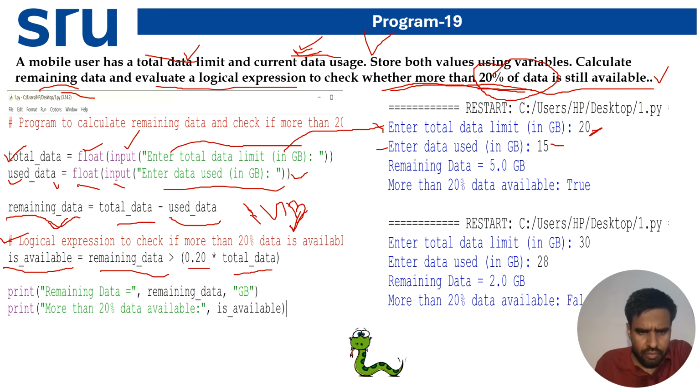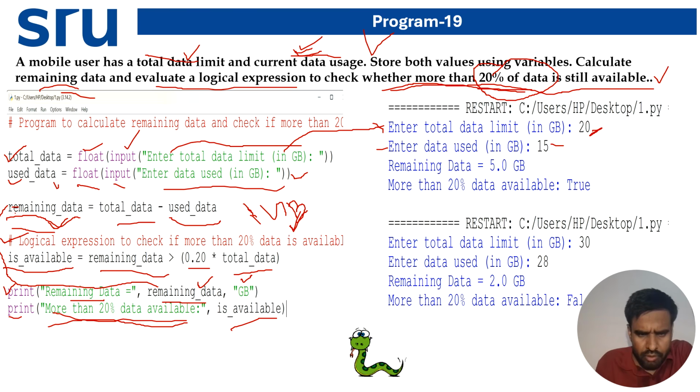Now print the remaining data. Whatever has been stored in the remaining data variable will come here. It will give the message remaining data in GB, whatever you write. Now print the message more than 20% data available. Now it will take the output of is_available.